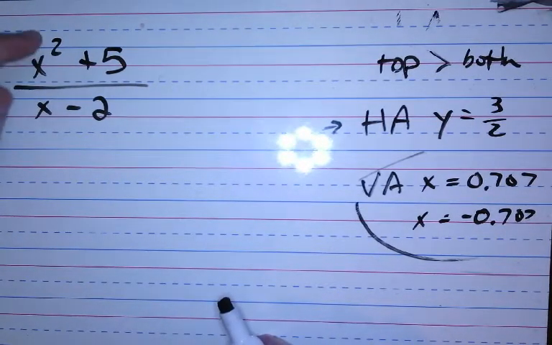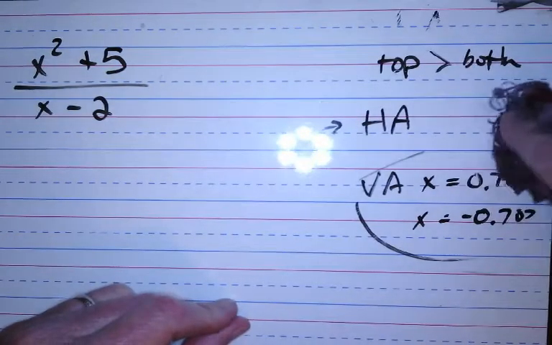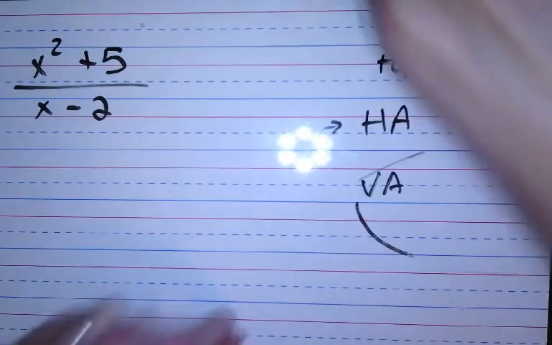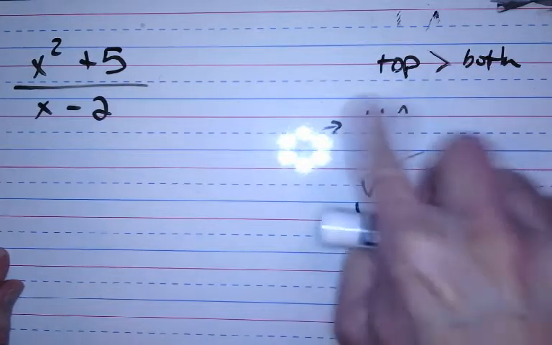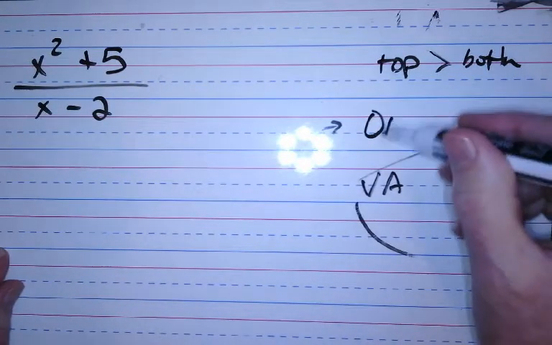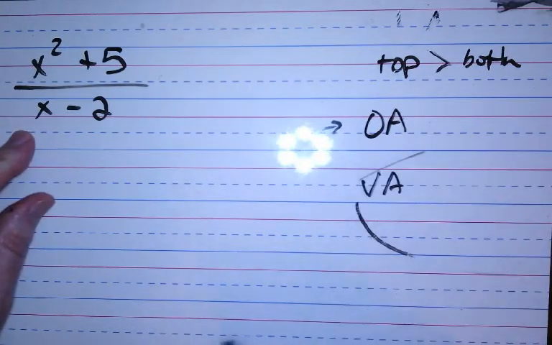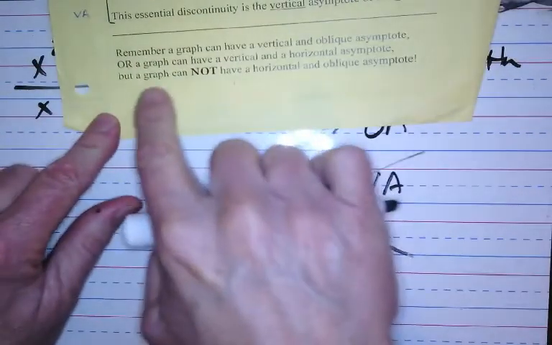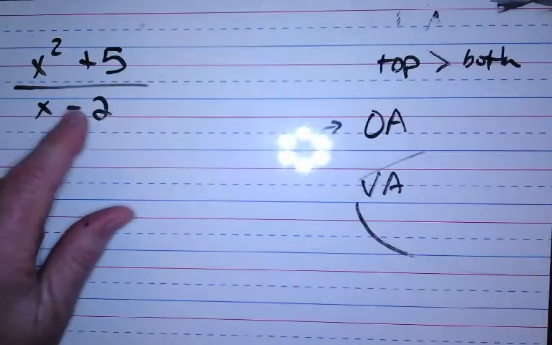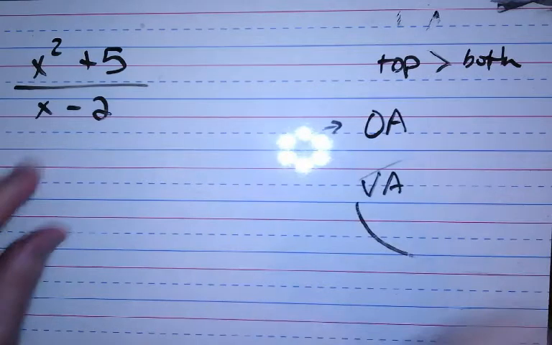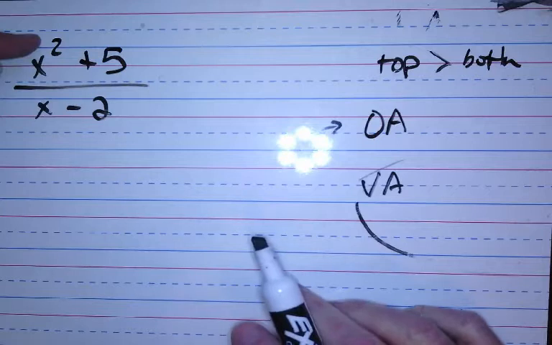So the exponent on top is bigger than the exponent on the bottom. That means there's no horizontal asymptote. It's an oblique asymptote. There can't be a horizontal asymptote if there's an oblique. This little thing says that right here. A graph cannot have a horizontal and an oblique, right? So that's what we're dealing with. So if this is bigger than this, then it's oblique. It can't be horizontal, right? That's the way it is.